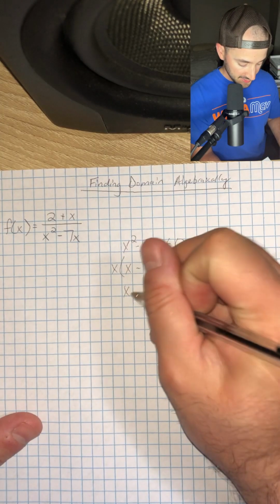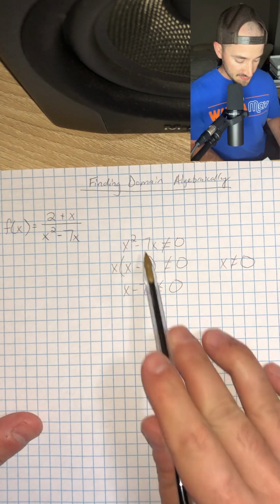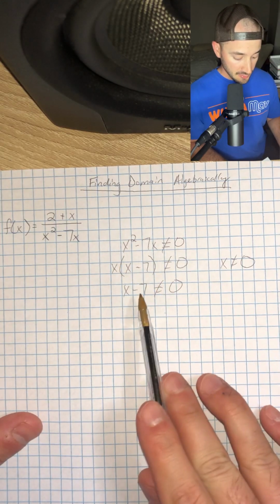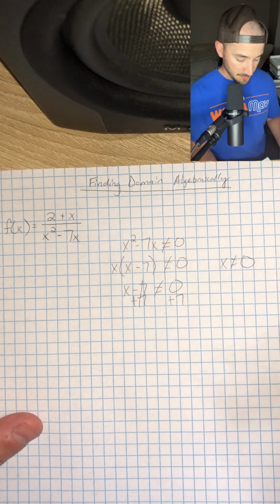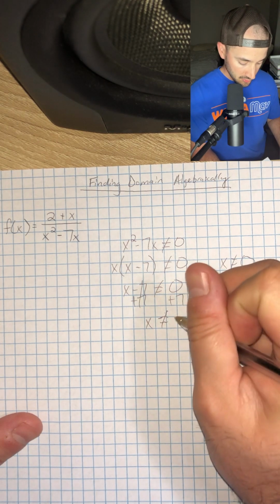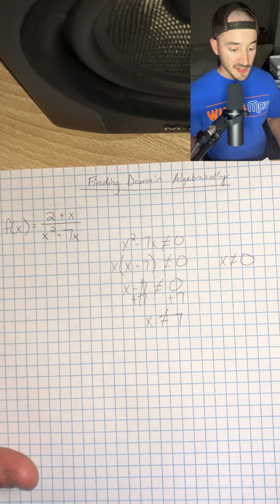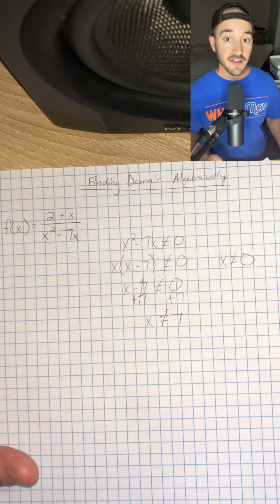So x minus 7 cannot equal 0. To solve for x, we add 7 to both sides to get x cannot equal positive 7. So we have two numbers that we cannot have in our domain: 0 and positive 7.